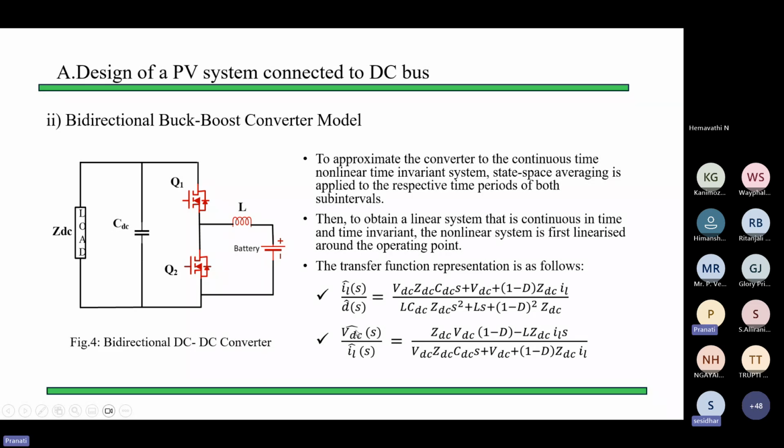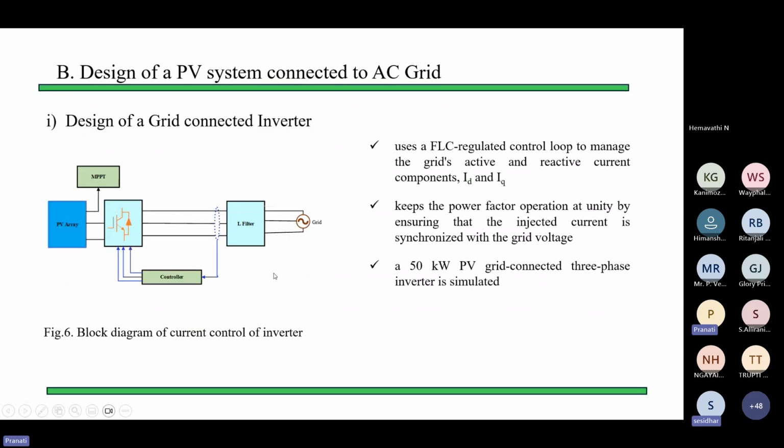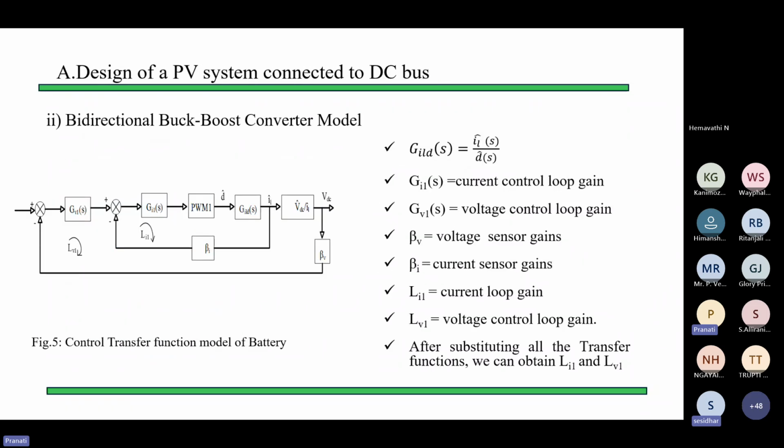Similarly, we can find out VDC cap divided by IL cap in the S domain. This is equal to, as seen in the expression, ZDC, VDC multiplied by 1 minus D, where D is the duty cycle, minus L, the inductance value, ZDC, ILS, divided by VDC, ZDC, CDC in the S domain, plus VDC plus 1 minus D, ZDC, IL. You can go through this expression, and you can find different forms of it in different research papers also.